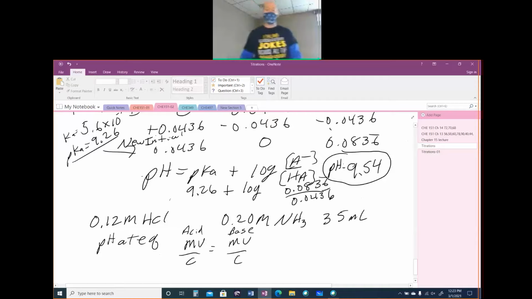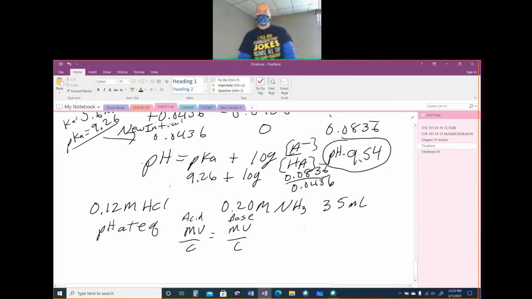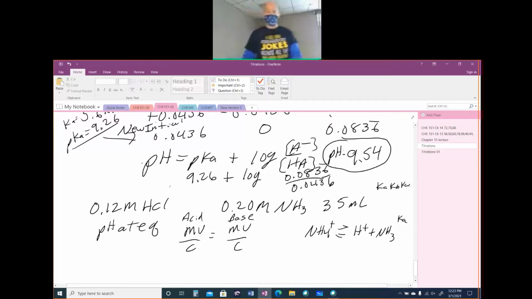All right, and so we have to calculate the volume of our acid. So we know the coefficients: HCl, of course, is 1 H plus, NH3 can take 1 H. And so our equation is NH4 plus in equilibrium with H plus and NH3. The only equation that we can have both H plus and NH3 in is the Ka reaction. There are three reactions you will need to know: the Ka, the Kb, and the Kw. I will always write them in the order of Ka, Kb, Kw. They will be not the reverse reaction.